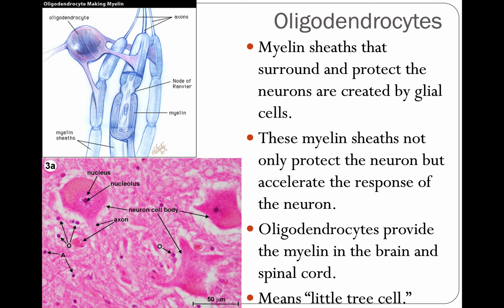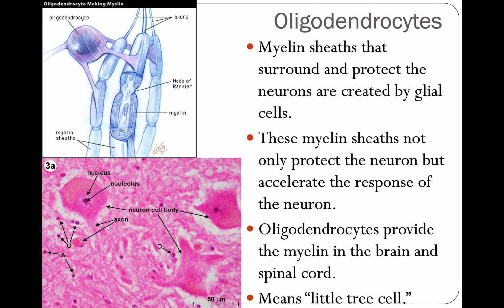Myelin sheaths that surround and protect the neurons are created by glial cells. These myelin sheaths not only protect the neuron, but accelerate the response of the neuron. Oligodendrocytes provide the myelin in the brain and spinal cord.